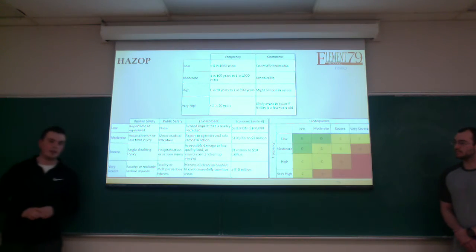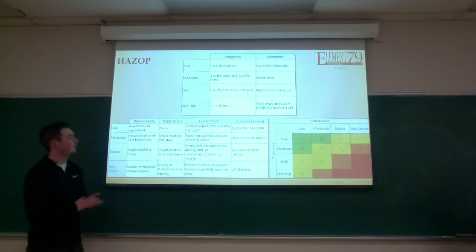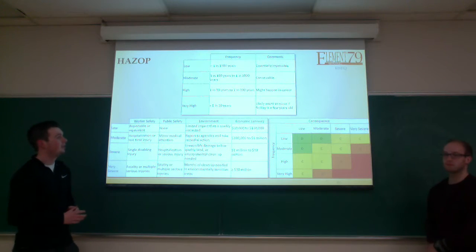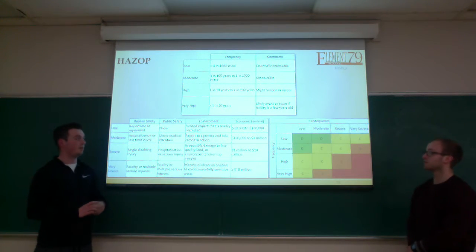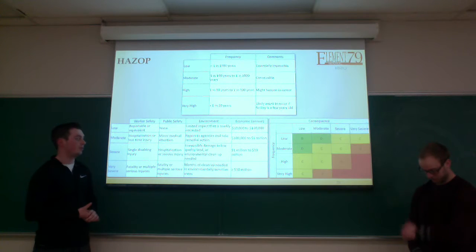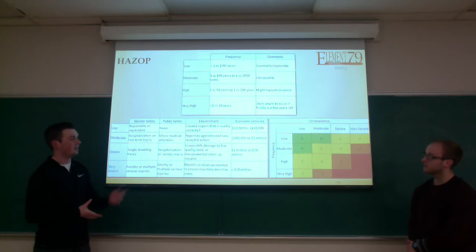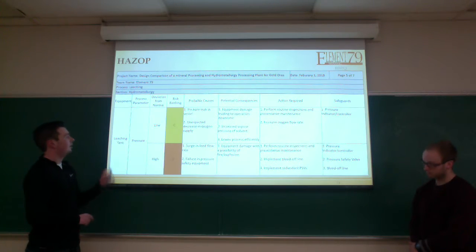So now we're going to get into the HSEQ part of the presentation. Right here we have our HAZOP study initially. The first part of the HAZOP was that we had to make some tables in order to determine the likelihood, the consequence, and the frequency of anything occurring in our process. Right here we just have an example of our HAZOP.